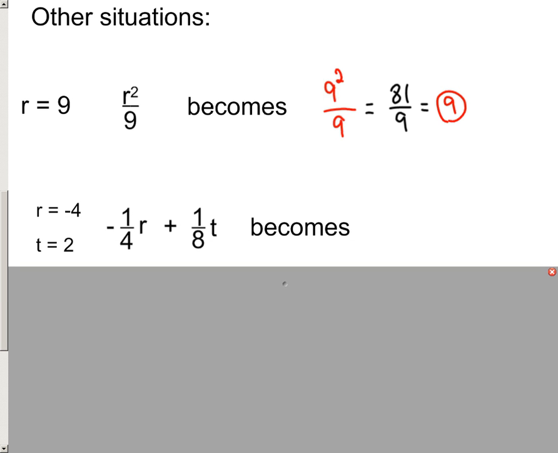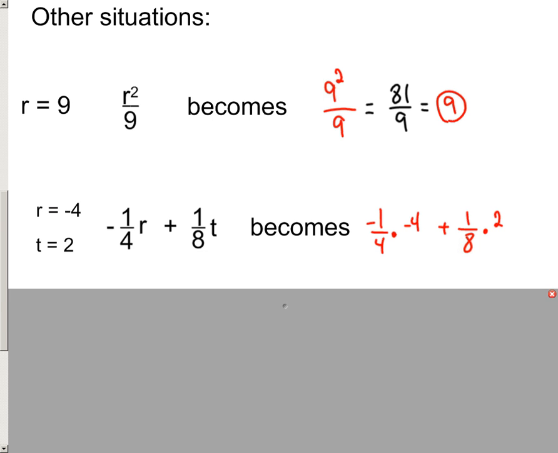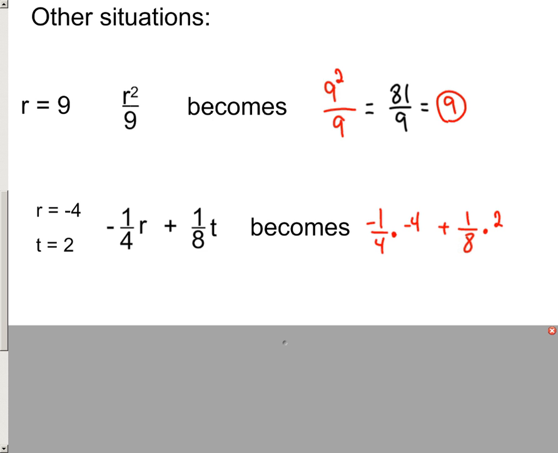Now here is one that probably will cause some issues. This r would be -4, and this t would be 2. So it becomes this. I can rewrite that fraction with this negative sign as -1/4. You can put a -1 right up at the top. Okay, times, let's see, that's -4 plus 1/8 times, because this 1/8 is timesing the t, which is 2. Now what do we do here? Well, you can make these into fractions. And you have to take care of the multiplication before you take care of the addition.